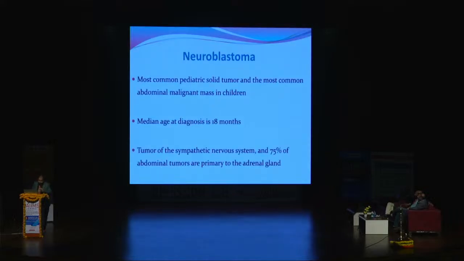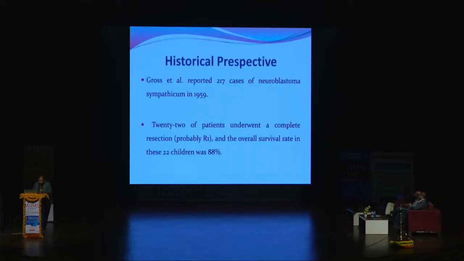Neuroblastoma first. It is the most common pediatric solid tumor and the most common abdominal malignant mass in children, and the median age at diagnosis is 18 months. It is basically a tumor of the sympathetic nervous system, and 75% of abdominal tumors are primary to the adrenal gland. So coming to the historical perspective, in 1959 we have one of these reports.